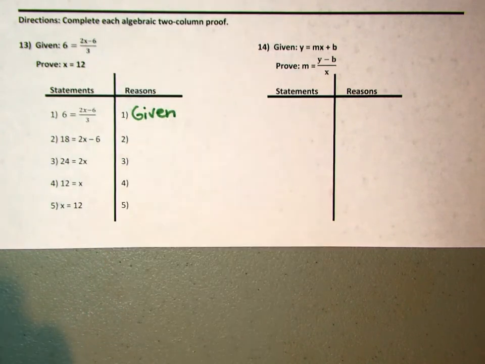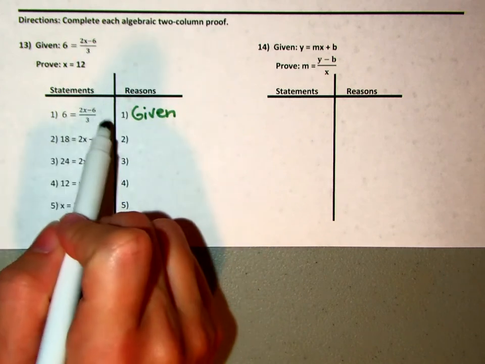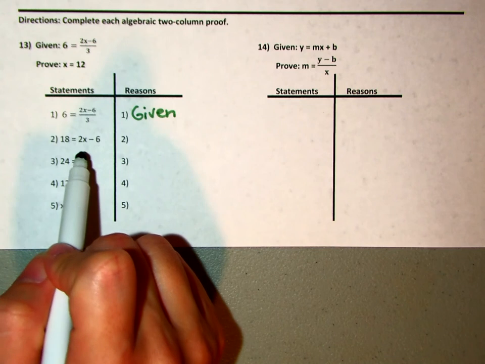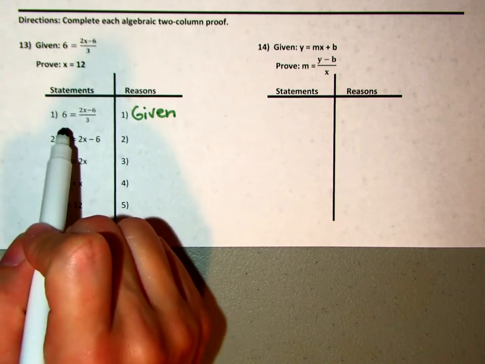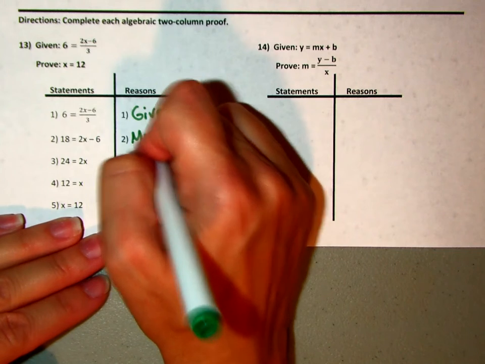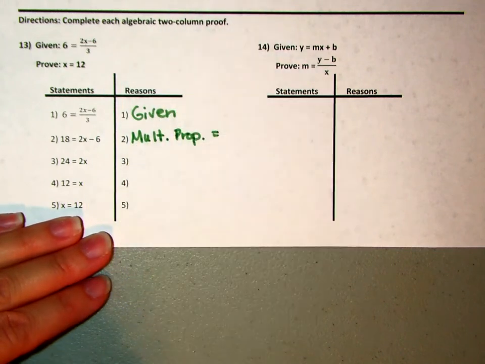In the second statement, what they did was they multiplied both sides by 3. When they multiply this side by 3, the 3's would cancel, leaving us with 2x minus 6. When they multiplied this side by 3, we got 18. So when you multiply the same thing on both sides, that's the multiplication property of equality.